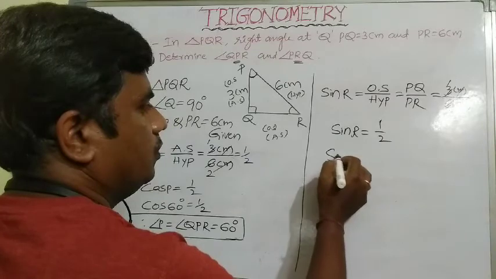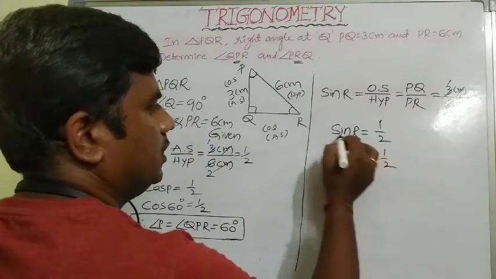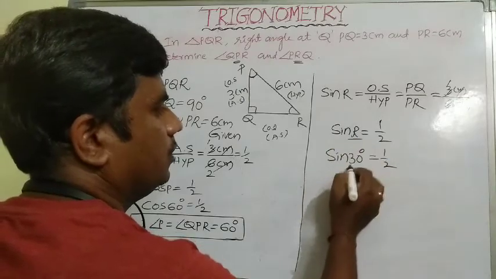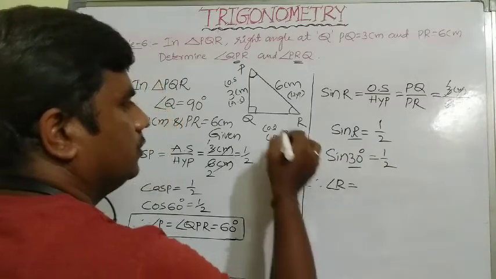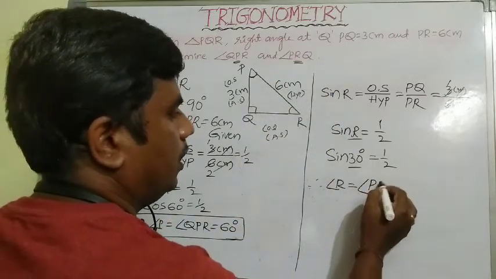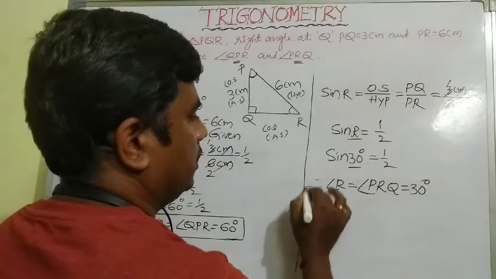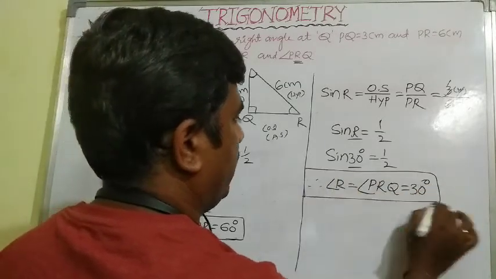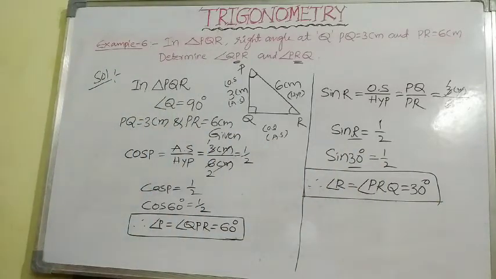But we know sine 30 equals 1 by 2. Here sine R value is 1 by 2. Therefore angle R, which we can also write as PRQ, angle PRQ equals 30 degrees. Therefore one angle is 60 degrees and the other one is 30 degrees.